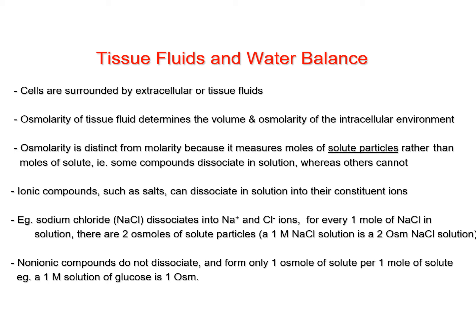They're in the solution. Therefore, when you talk about osmolarity, that 1 mole dissolved into water will be 2 osmoles of solute particles in the solution. So 1 molar NaCl is a 2 osmolar solution, as pointed out here. So you have to keep that in mind in terms of osmolarity. You realize that they dissociate in solution. Non-ionic compounds don't dissociate. You'll get 1 osmole of solute per 1 mole of solute in solution.